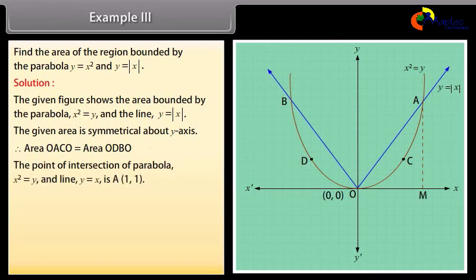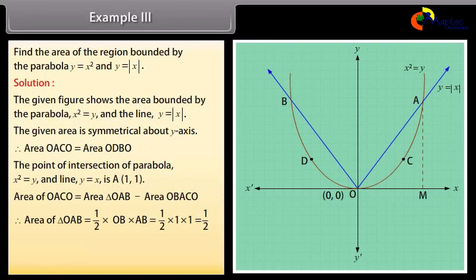The point of intersection of parabola x square is equal to y and line y is equal to x is A(1, 1). Area of OACO is equal to area of triangle OAB minus area OBACO. Therefore, area of triangle OAB equals 1 upon 2 into OB into AB, equal to 1 upon 2 into 1 into 1, equals 1 upon 2.